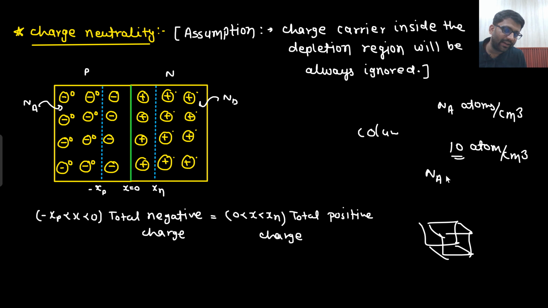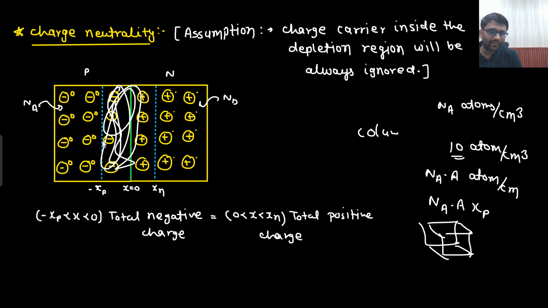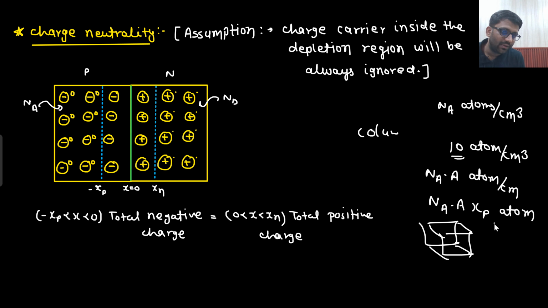So if I multiply Na into A, what does that mean? That means you are talking about the atoms per centimeter length. And when I multiply Na into A with x, Na into A into x, and in place of x I put xp, that means in this much of region, how many atoms have I doped? Do you understand this point or not? Okay, just one second.